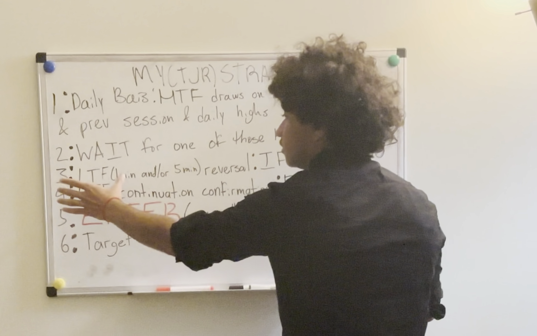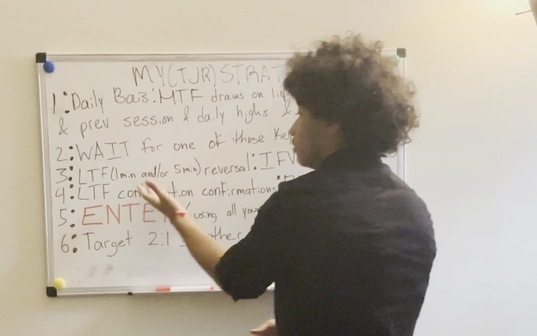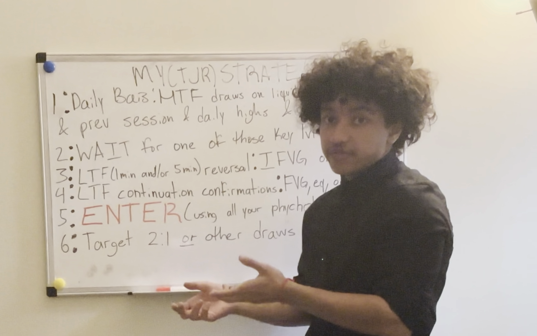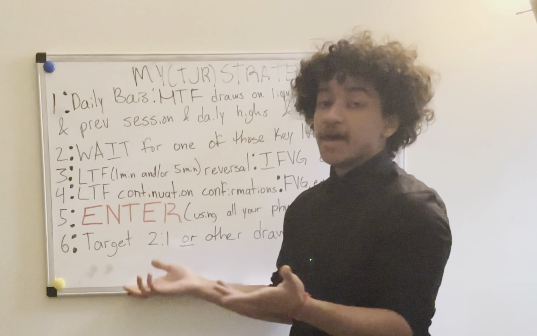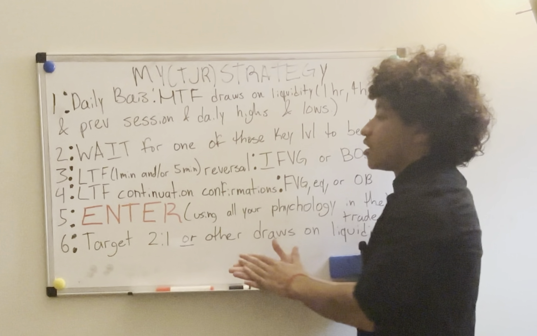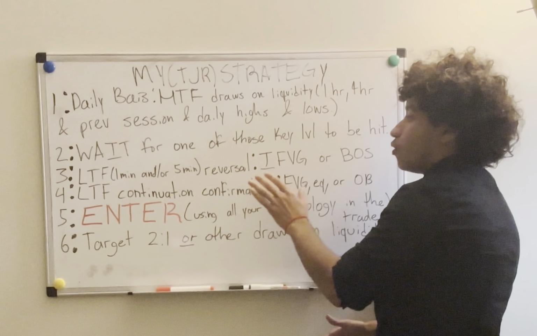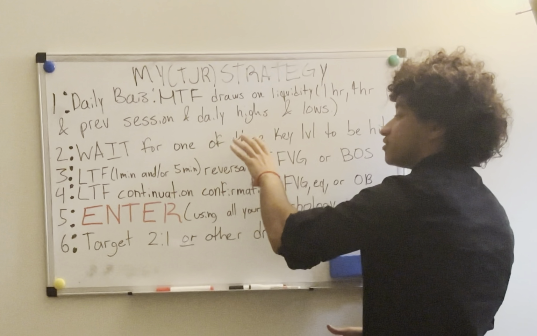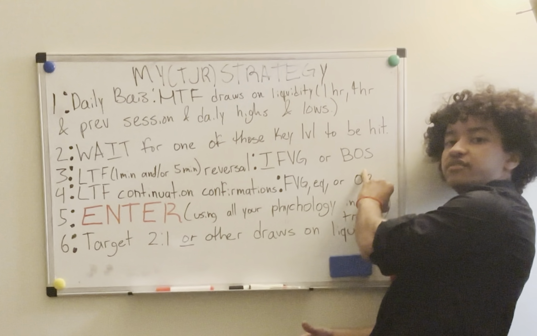Next step is a low time frame. So we go into the 1 minute or the 5 minute. It's really up to you if you want to use both the 1 minute and the 5 minute. I actually use the 1 minute and the 5 minute. So you go into a low time frame and look for a reversal. Once one of those key levels is hit, I look for a reversal. I'm either looking for an inverse fair value gap or a break of structure.